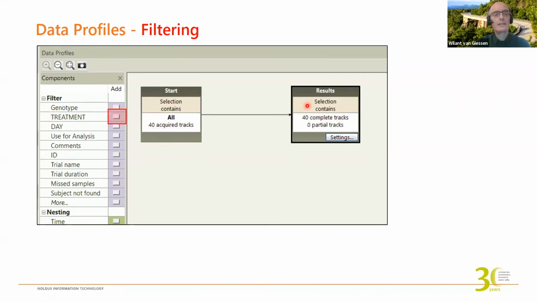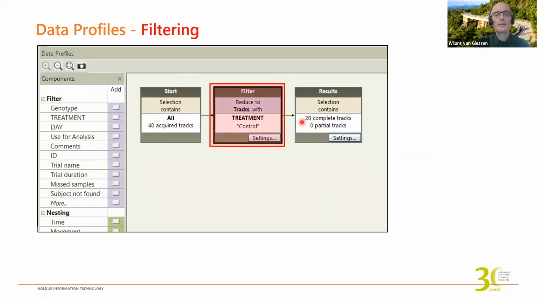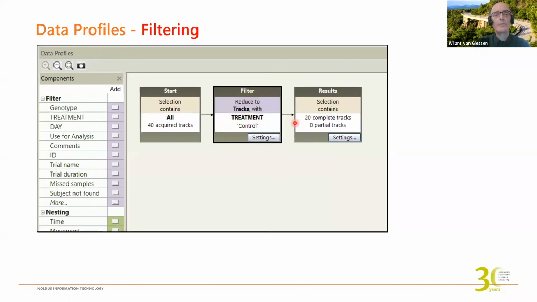So here, let's say you want to group all your treated or your control animals together. Well, these are the ones that I just added to my tray list. So now I select treatment. There you go. Treatment, control, it gets added. And now I have a filter box, and I went from 40 tracks to just 20 tracks.